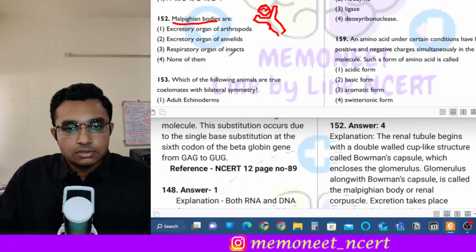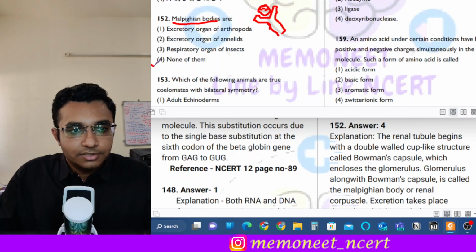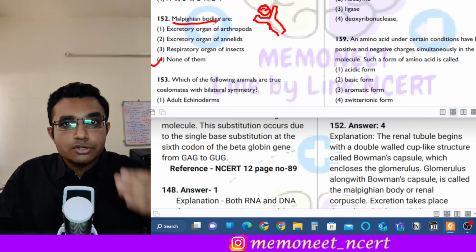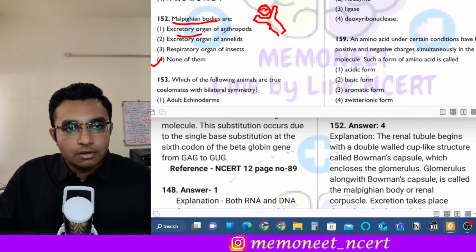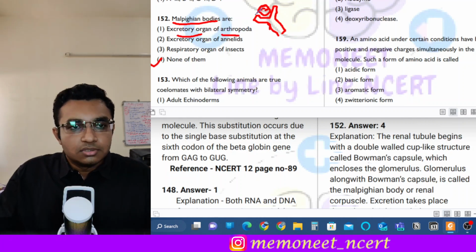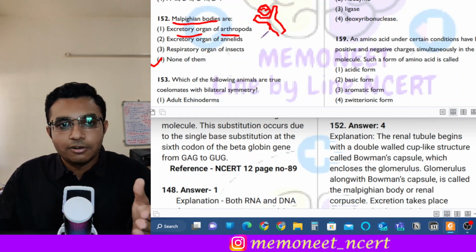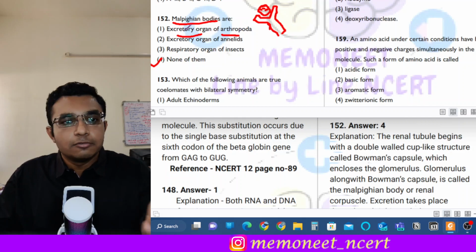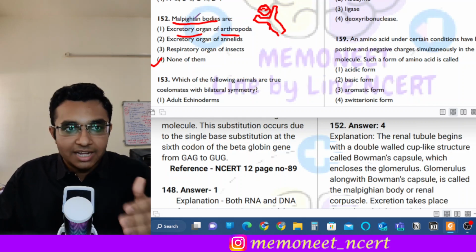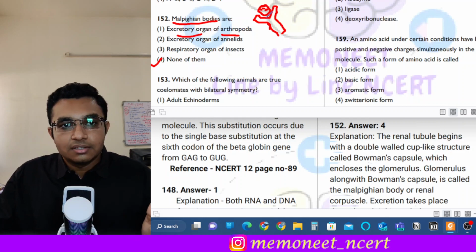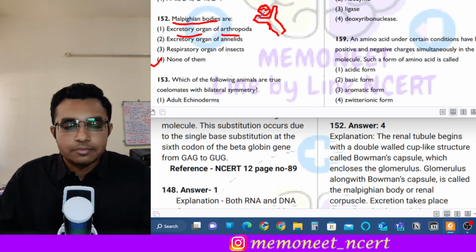Okay, so here the answer will be none of them, and the Malpighian tubules are the excretory organ of arthropods. Okay, so this is the confusing question where you might be confused with Malpighian tubules, which are the excretory organ of arthropoda, and you would have marked this option also, but it is incorrect because it is asking about Malpighian bodies, okay, which are the glomerulus and the Bowman's capsule combined.